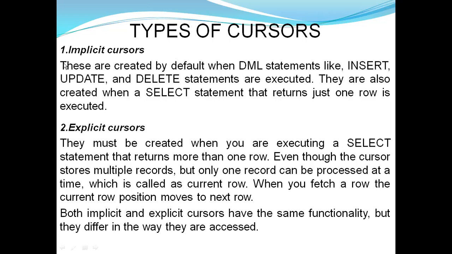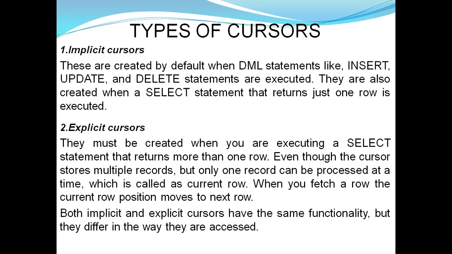So in a broader way, we can say there are two types of cursors, implicit cursor and explicit cursor. An implicit cursor is automatically managed by Oracle, and it is created by default when DML statements like insert, update, and delete are executed. They are also created when select statements return only one row. Explicit cursors must be created when you're executing a select statement which returns more than one row. Simple.